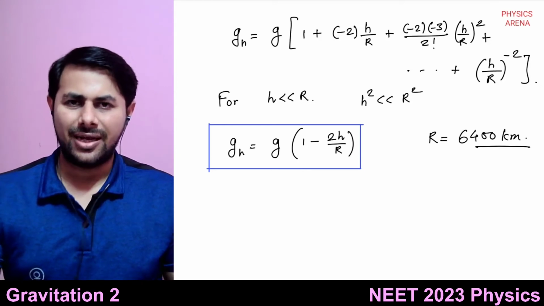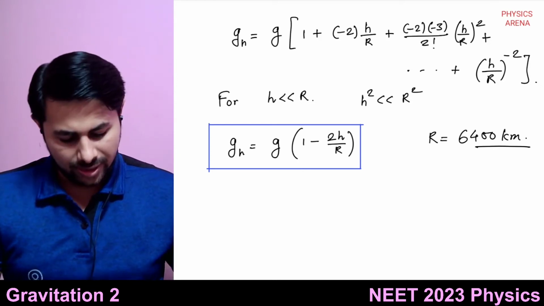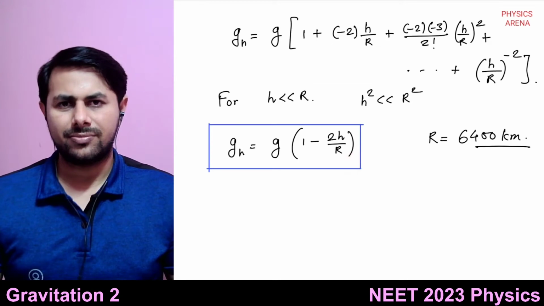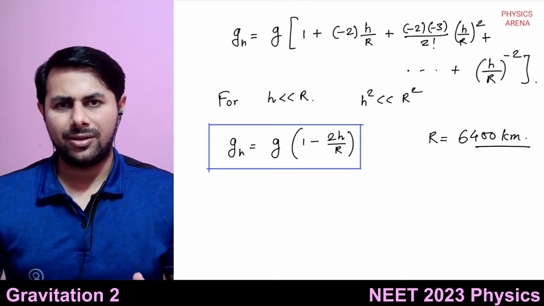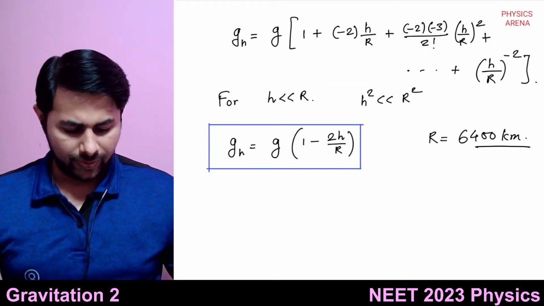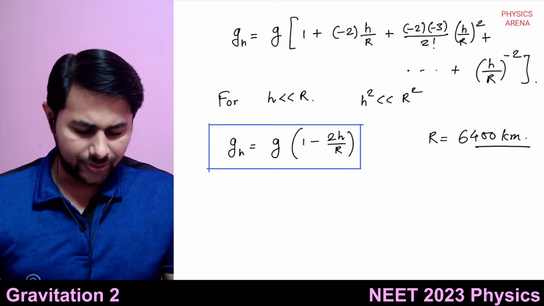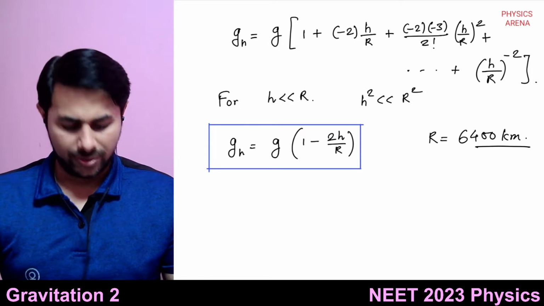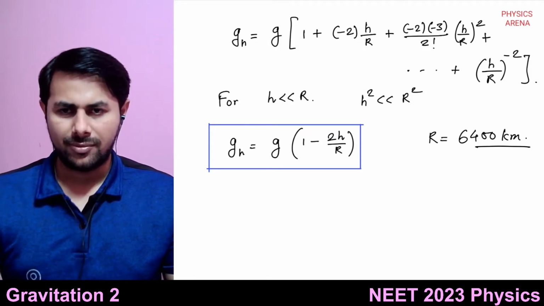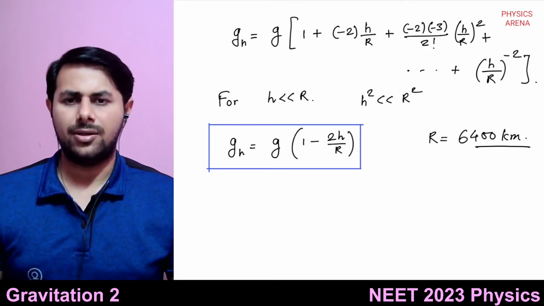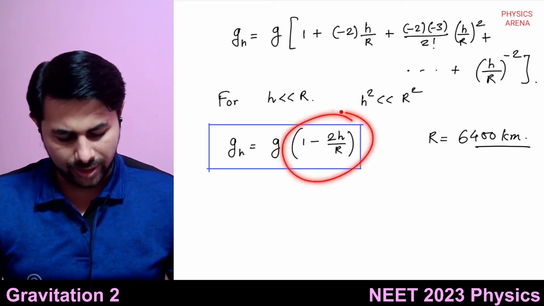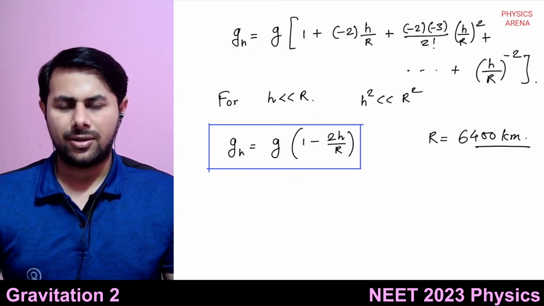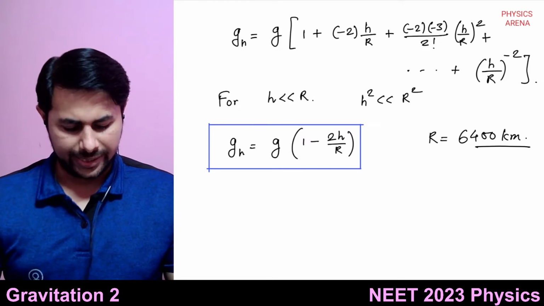After that, as height goes on increasing, this formula won't be that much correct. It will start giving you results which are not correct, which are not good. So in an exam, you can use this formula for, let's say, up to 10% of the height.